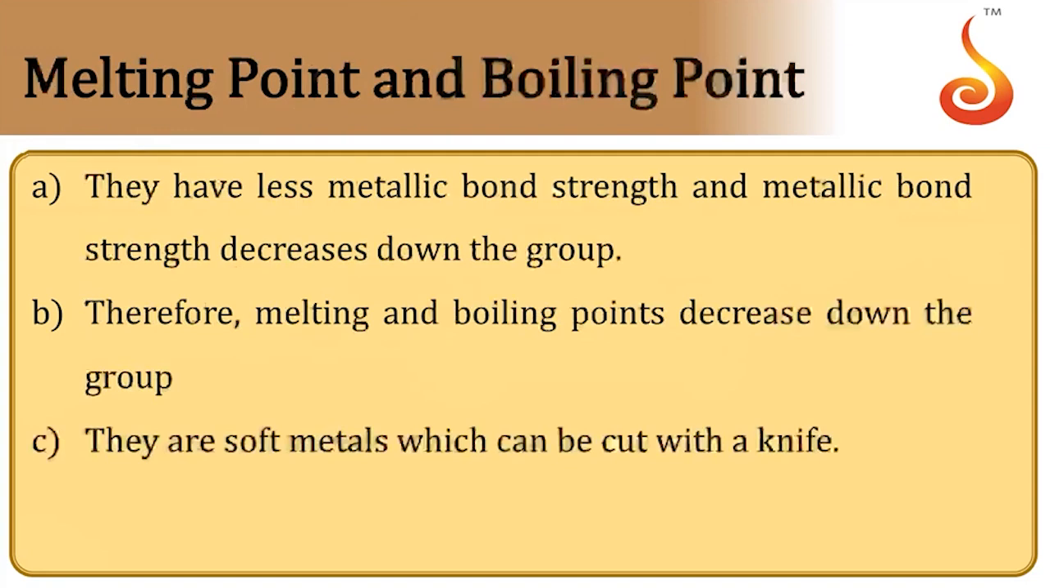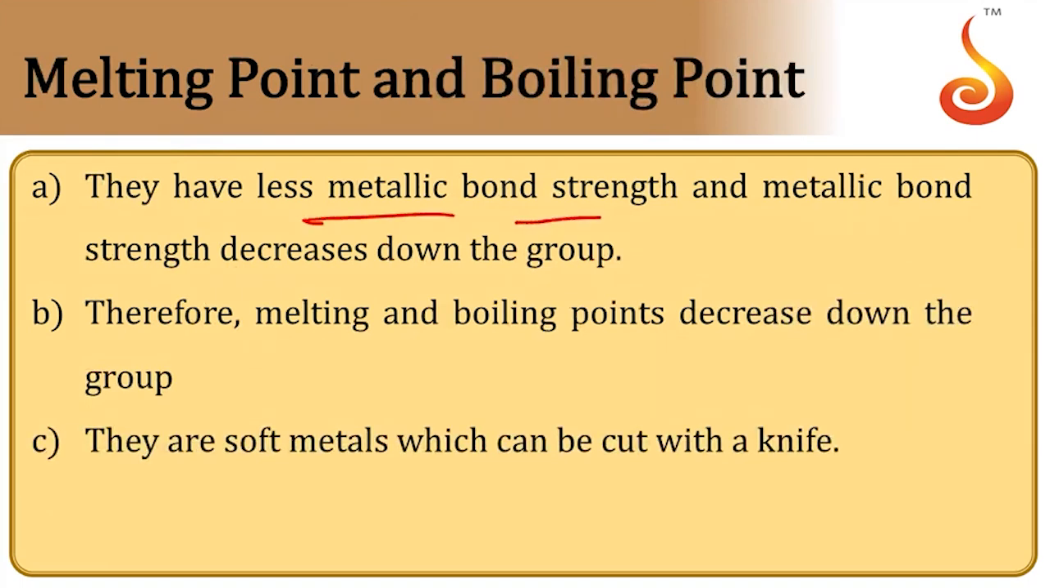Then melting points and boiling points. Melting points and boiling points depend upon metallic bond strength. Higher metallic bond strength means higher melting points. Metallic bond strength in turn depends upon the size of the atom and the number of valence electrons involved in bonding. If size is larger, they are going to have lower melting point. If valence electrons are more, they are going to have higher melting point.